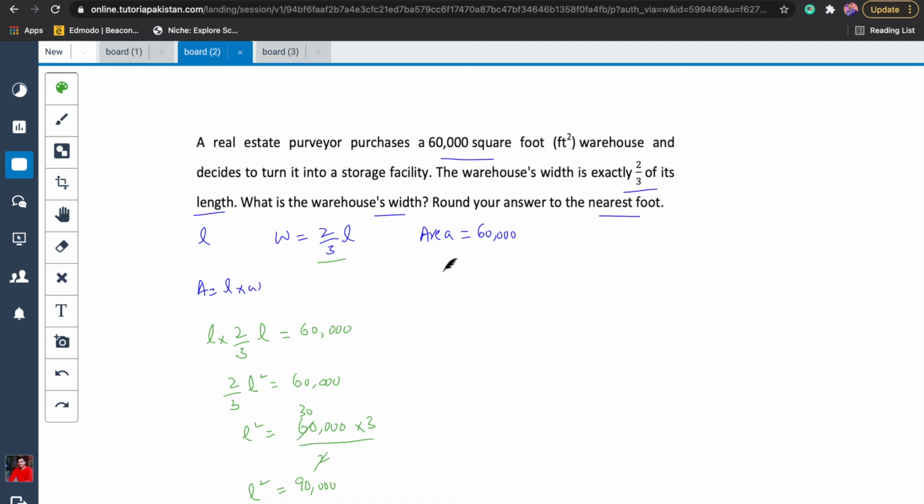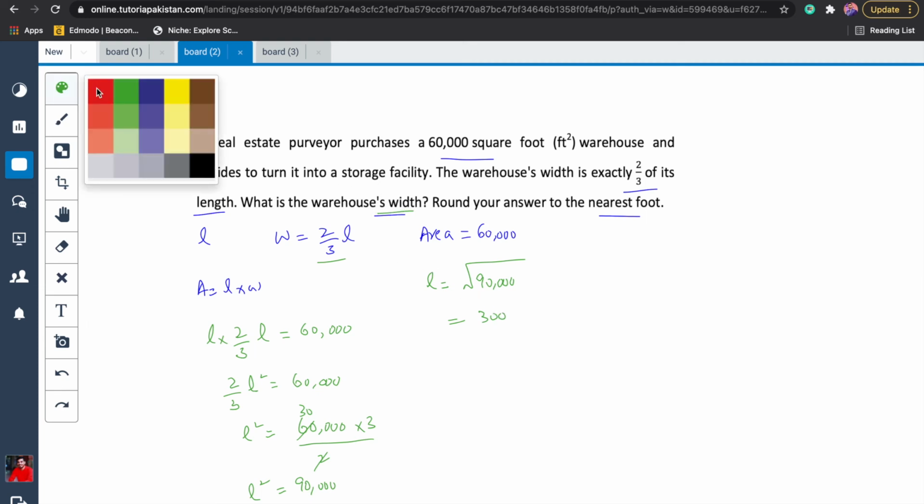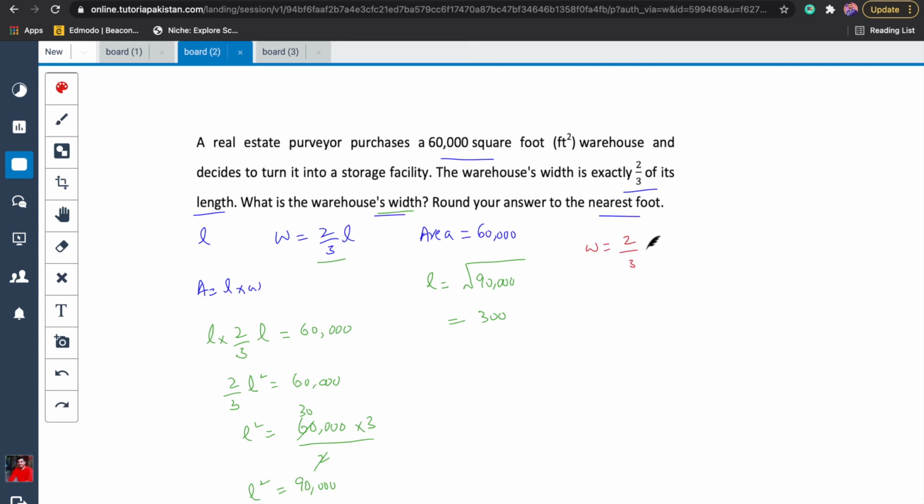If L squared is 90,000, length should be square root of 90,000, which is basically, we've got 4 zeros, we'll be left with 2 zeros. L equals 300. So if the length is 300, we are not done yet. Please understand, our target answer is what is the warehouse's width. So the width is two-thirds of the length.